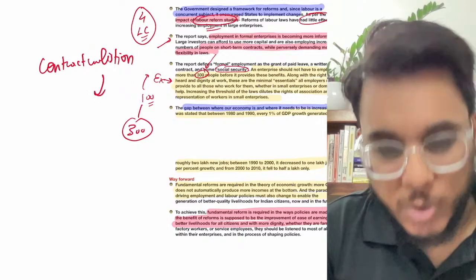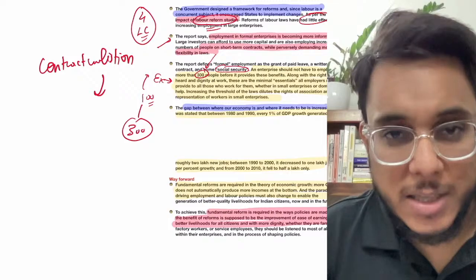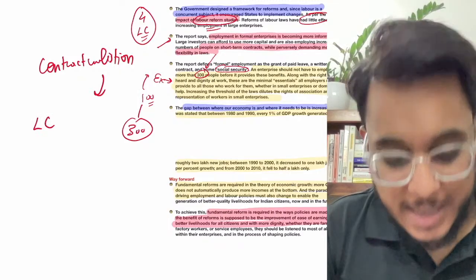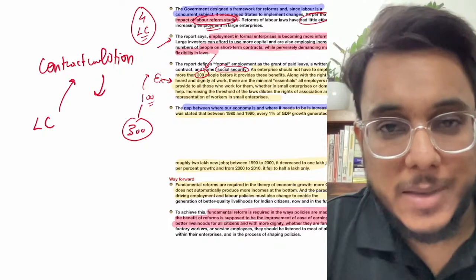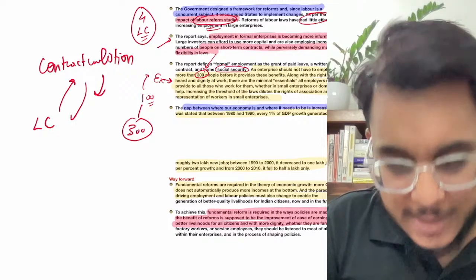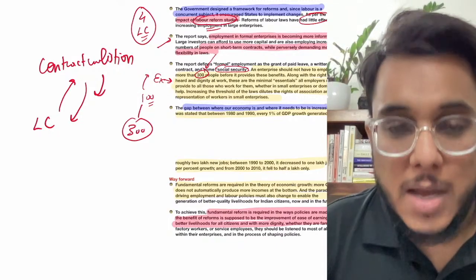Now what is the contractualization of labor? Today, rather than hiring full-time laborers, what the corporates, what the industries are doing is, they go to labor contractors. These labor contractors will provide them labor which is very cheap, and they will just be settled with the payment. Now guys, why don't companies want to hire full-time employees?